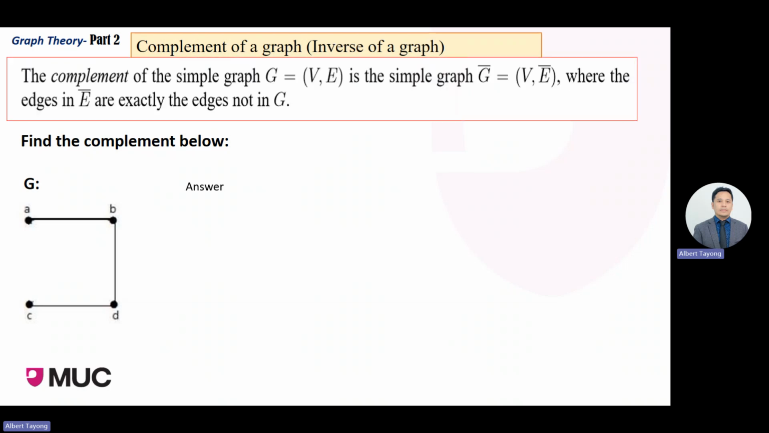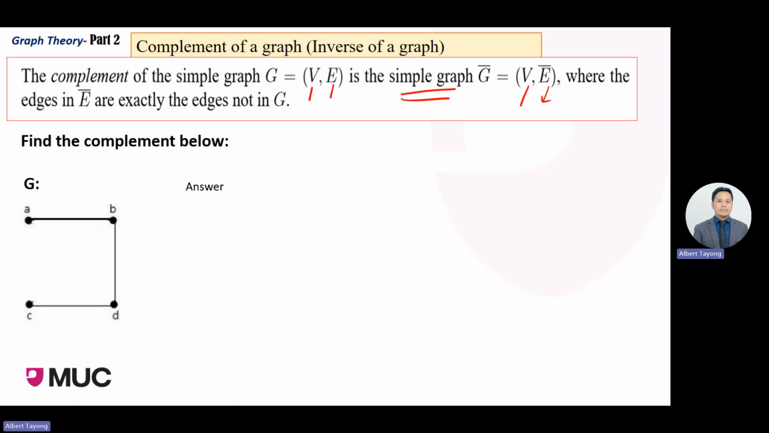Hello, everybody. Today, we're going to find the complement of a particular simple graph. When we say complement, it is the opposite of a given graph. A given graph, G, has a set of vertices and edges. The complement of this simple graph is given the symbol G bar, and it has the same set of vertices and opposite edges.